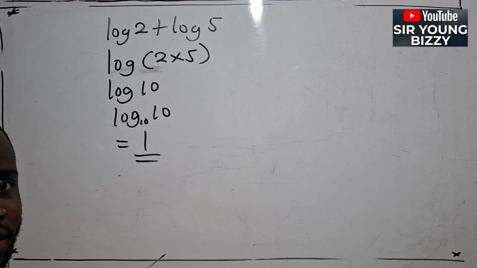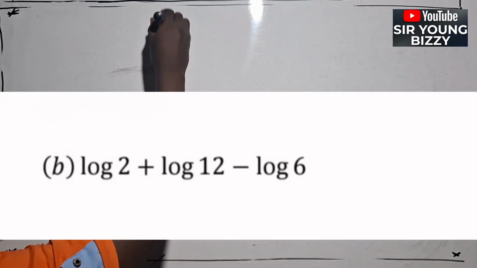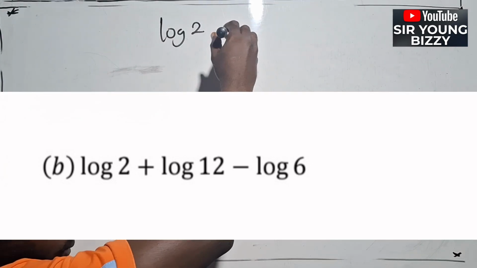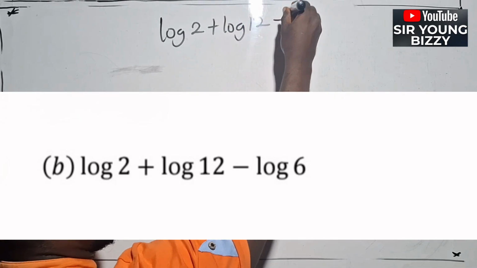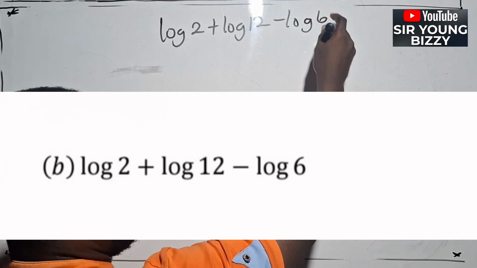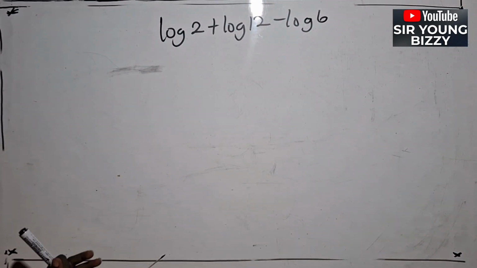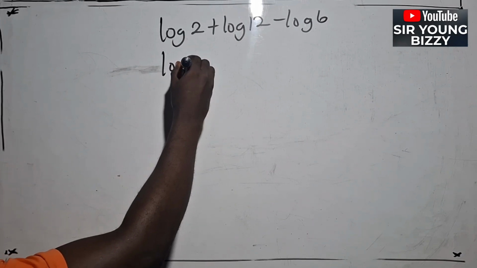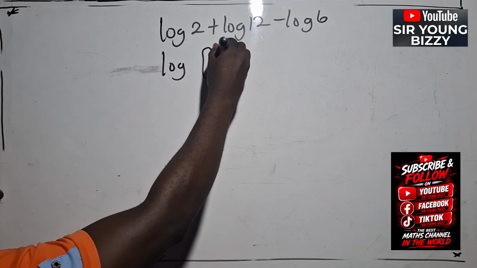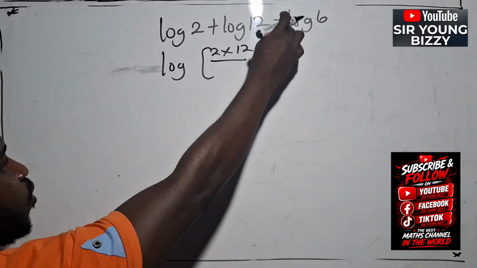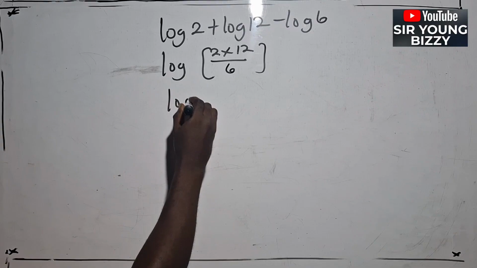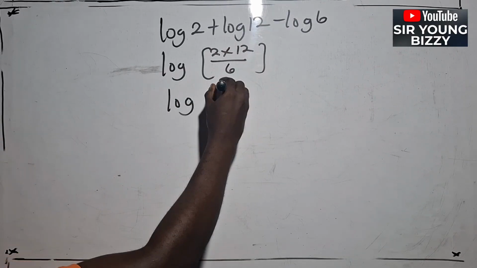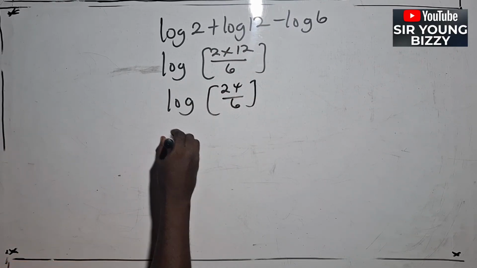Let's take the next question. As posted on the screen, we have log 2 plus log 12 minus log 6. We are going to express it as a single logarithm. So the addition part, we are going to multiply, 2 times 12. Then, since this one is subtraction, we are going to divide by 6. So this will give us log of 2 times 12, which is 24, over 6.